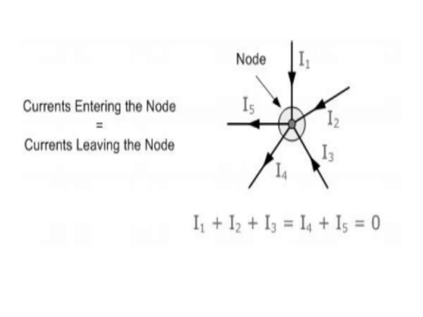Current entering the node is equal to the current leaving the node. Here there is a node and the currents I1, I2 and I3 are entering the node and I4 and I5 are leaving the node. Therefore, I1 plus I2 plus I3 is equal to I4 plus I5, that is equal to 0.